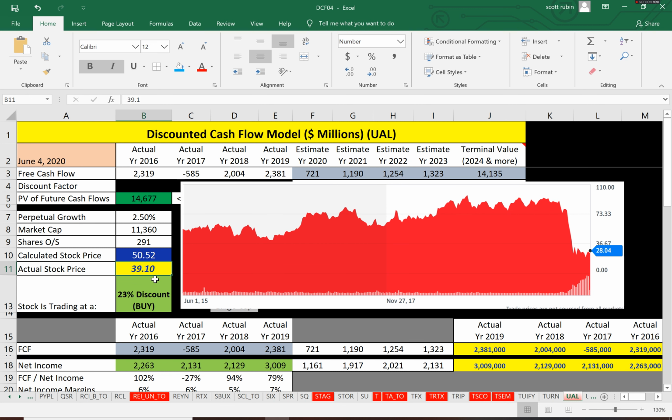So it's up to you. Do you feel the future of the company is worth more than $39? If you do, you should buy the stock. And if you don't, then you shouldn't, or you should sell the stock. So that's kind of difficult to predict.